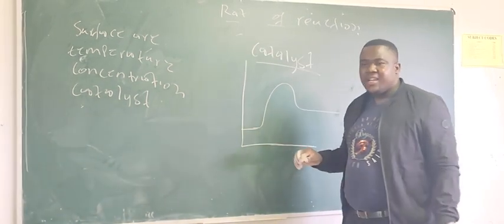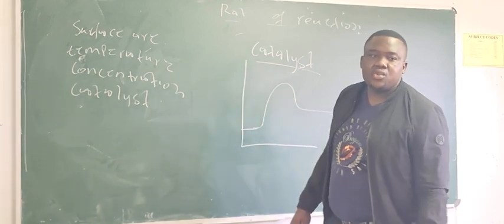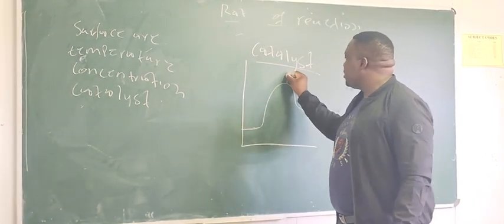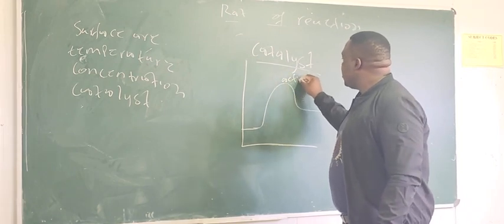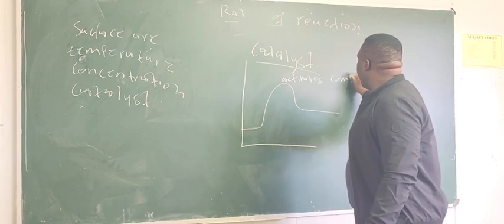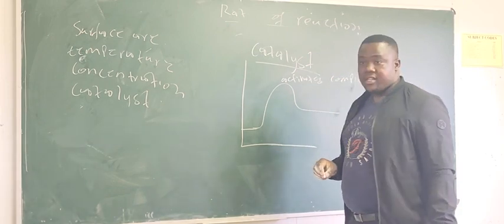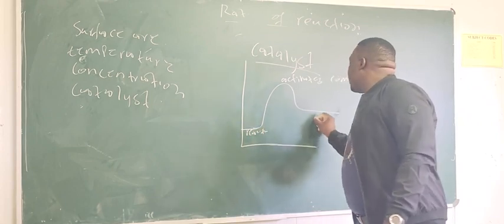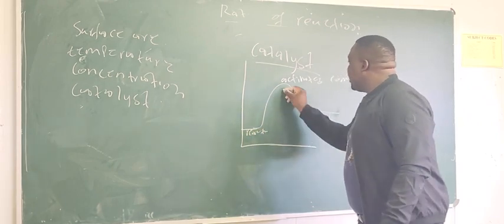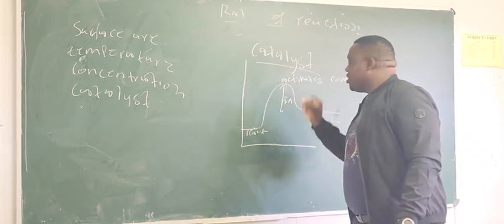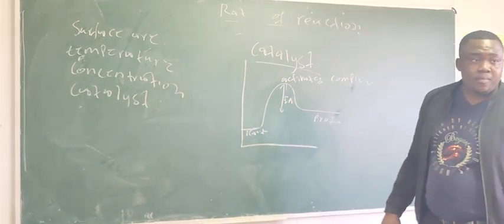So how does a catalyst cause the rate of a reaction to be faster? We know this thing. Here is called the activated complex. Then this is the reactants, and this is the product. Then this is the activation energy. I call it EA, activation energy.